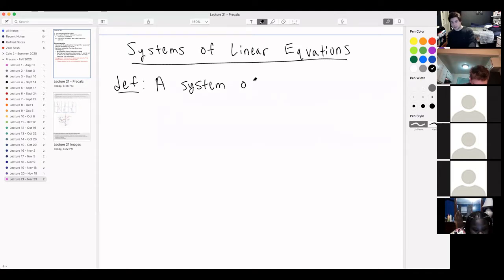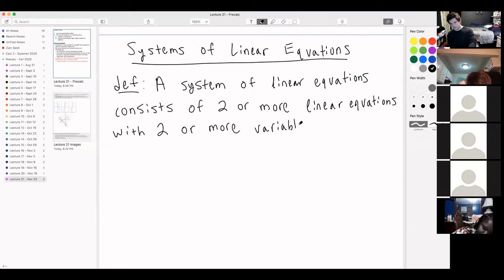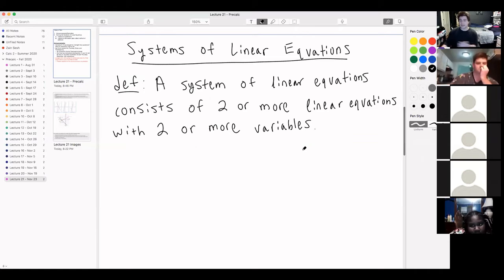A system of linear equations consists of two or more linear equations with two or more variables. Okay, so you'll be considering two or more equations simultaneously, and these equations will contain two or more variables.